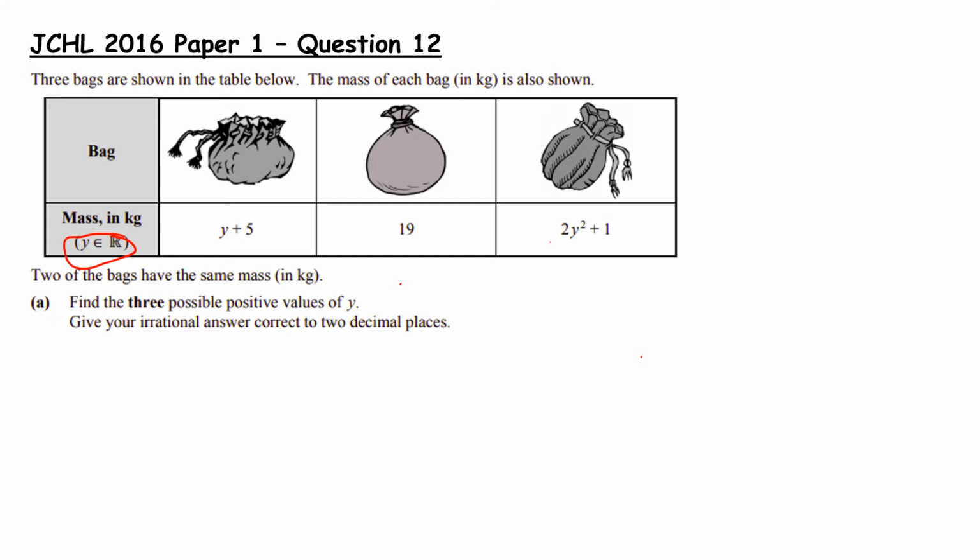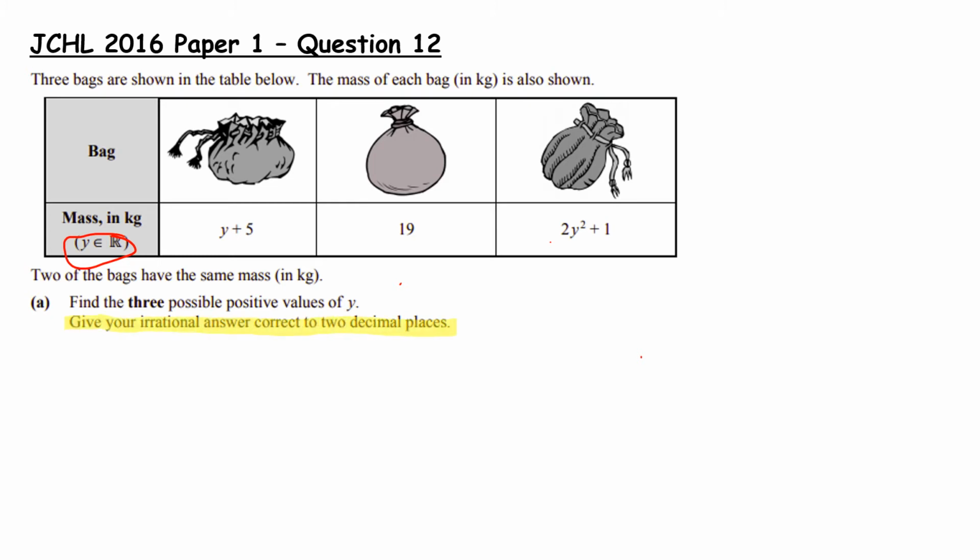So although this has a good few pictures, it is still a word problem. 2 of the bags have the same mass in kilograms. So find 3 possible positive y values. Give your irrational answers correct to 2 decimal places. This is important, and I'm going to come back to it in a second.